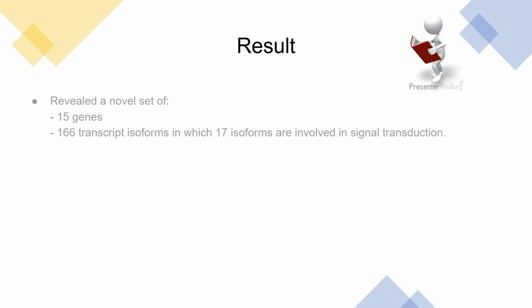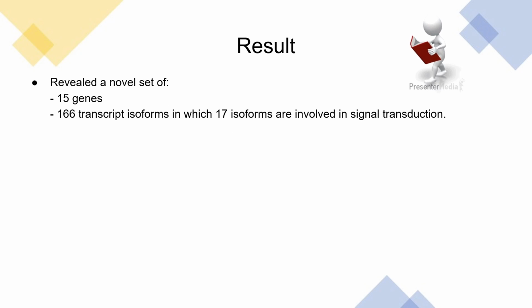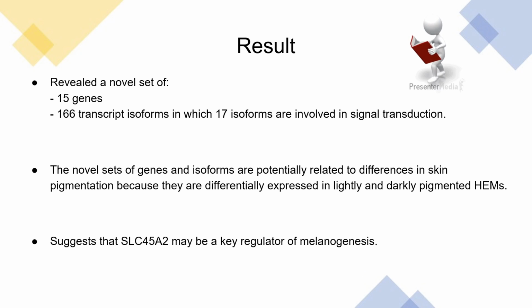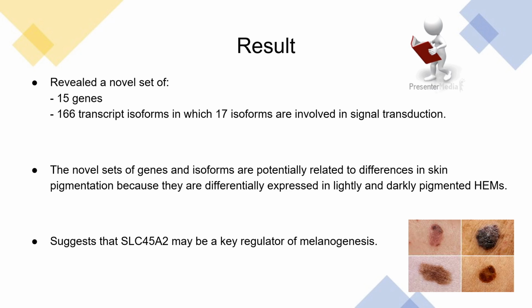As for the result of the research on transcriptome analysis of human epidermal melanocytes, a comparative transcriptomic analysis of lightly versus darkly pigmented HEMs using high-throughput sequencing technologies revealed a novel set of 15 genes and 166 transcript isoforms, in which 17 isoforms are involved in signal transduction. The novel set of genes and isoforms are potentially related to differences in skin pigmentation because they are differentially expressed in lightly and darkly pigmented HEMs. The research findings suggest that the putative melanosomal transporter SLC45A2 may be a key regulator in melanogenesis, which provides a fundamental foundation for discovering pharmacological targets responsible for the treatment of melanoma or other pigmentation disorders.